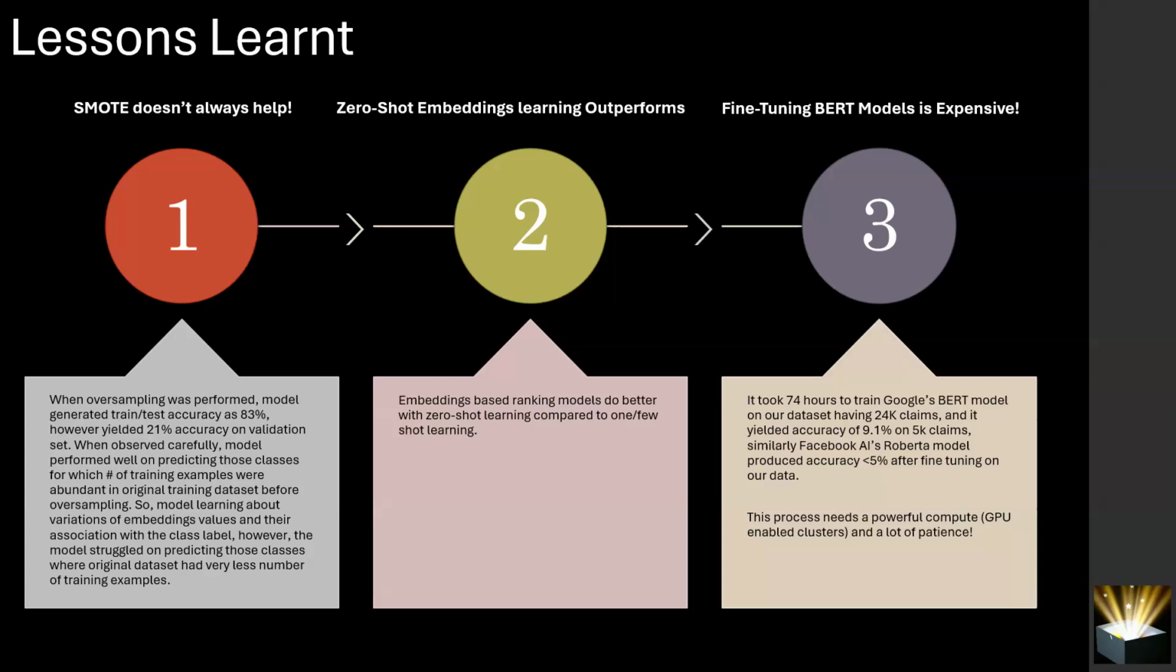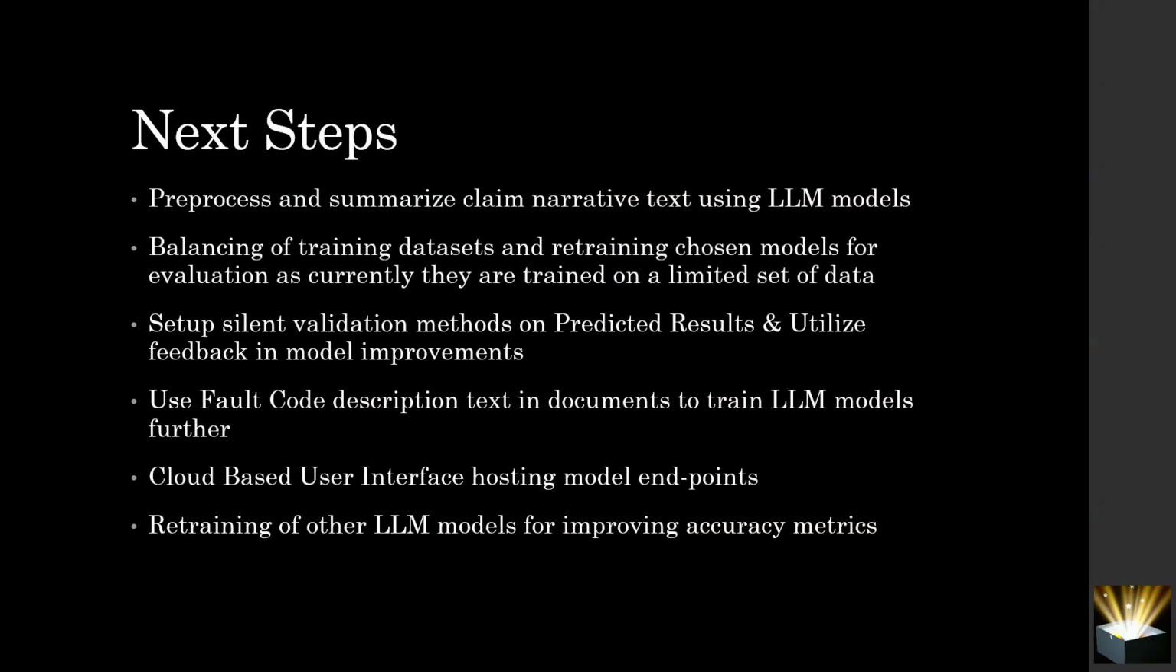Fine-tuning BERT model is expensive. For 24,000 records, it took 74 hours. We found the accuracy was poor after spending much compute and time. Next steps are build compound AI system by summarizing claim narrative text further, balance our data set better before building models, also set up silent validation methods and utilize user feedback for model retraining.